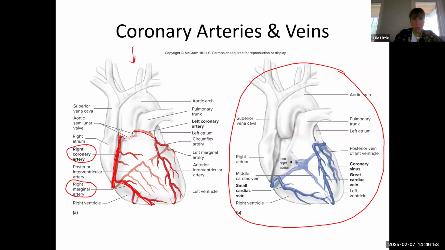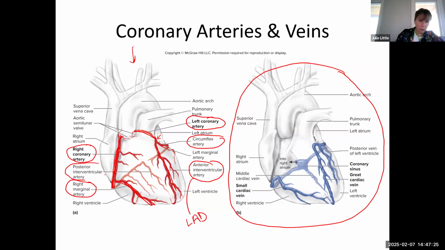And so really on heart models, a lot of them, you barely see the very beginning of the left coronary artery before it branches into this anterior interventricular artery. And we also call that the LAD, or the left anterior descending artery. So the left coronary artery branches into the LAD and the circumflex artery. So these are the coronary arteries that you have to know. We also have the posterior interventricular artery. It's on the back of the heart. It is separating the left and right ventricles. Okay, those are your coronary arteries.